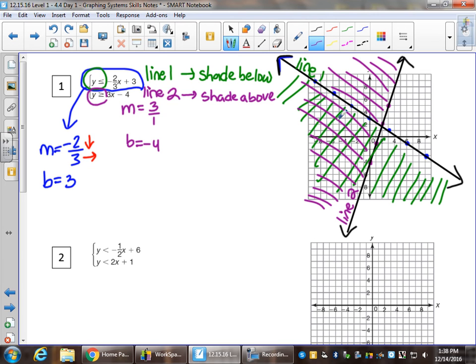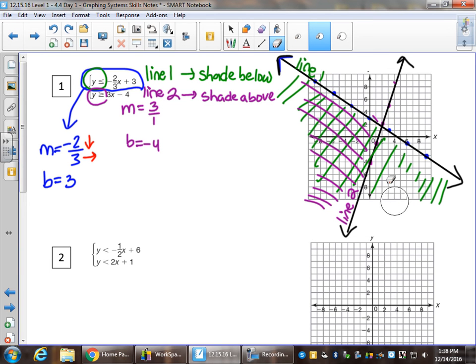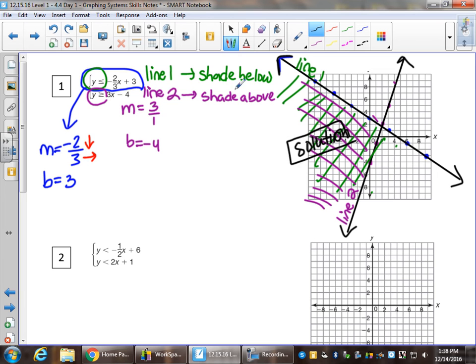Where my lines intersect or where they cross is my solution. So I take my eraser and I'll erase this because there's no intersecting of lines here. My shading, my purple and green lines. That was just purple. This is just green. I understand you may not be using colors, which is why it's really important you draw straight so that you can see where these crisscross. They create this cross hatch design here. That is my solution. Any ordered pair in this shaded region works. We're done with number one.